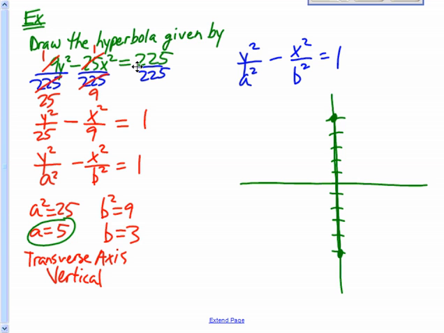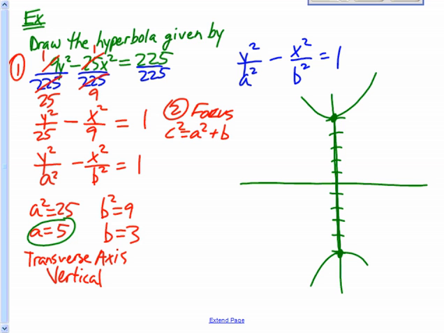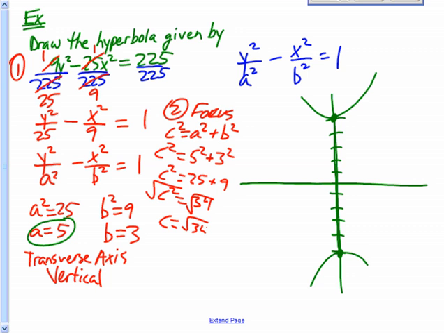Now our foci, and remember this thing's going to kind of go like that, right? We're going to wrap around the foci. So number 1, put the thing in standard form. Number 2, find our foci. c squared equals a squared plus b squared. Our a is 5, our b is 3. c squared is 25 plus 9. c squared equals 34, so c equals the square root of 34. That's between 5 and 6, closer to 6.